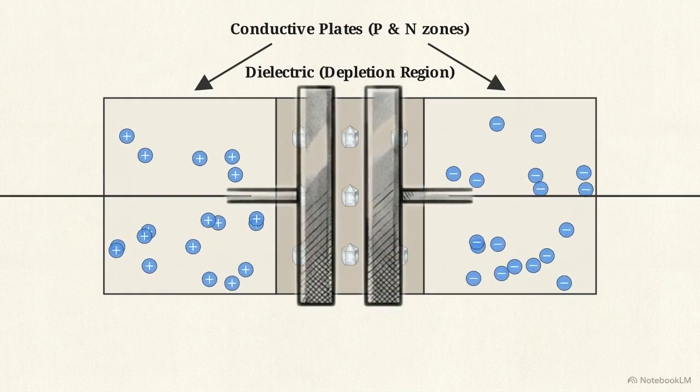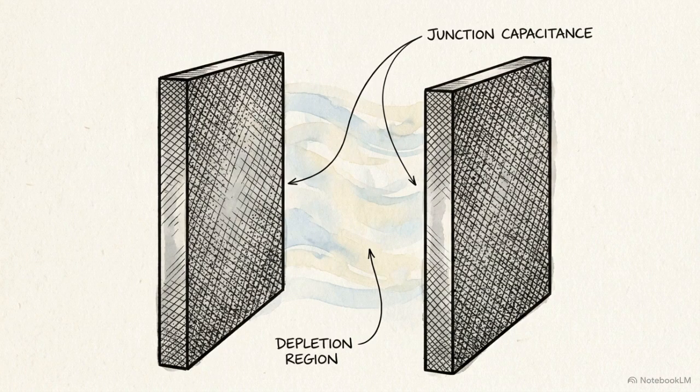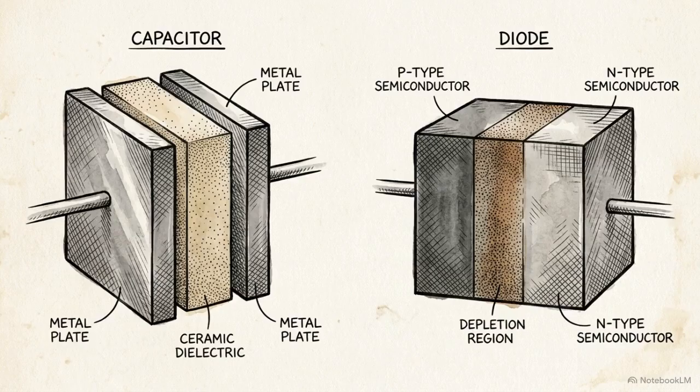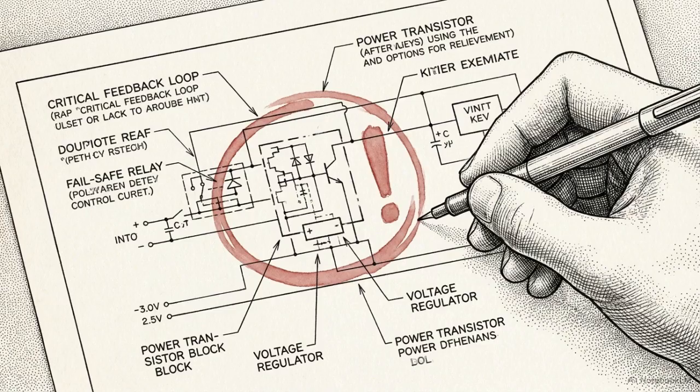In this state, it is physically identical to a capacitor. This effect is known as junction capacitance. The highly conductive P and N regions act as metal plates, and the widened, charge-free depletion region acts exactly like a dielectric spacer. At high frequencies, the diode behaves as a dynamic, analog energy storage device, a reality that requires active mitigation to ensure signal integrity.